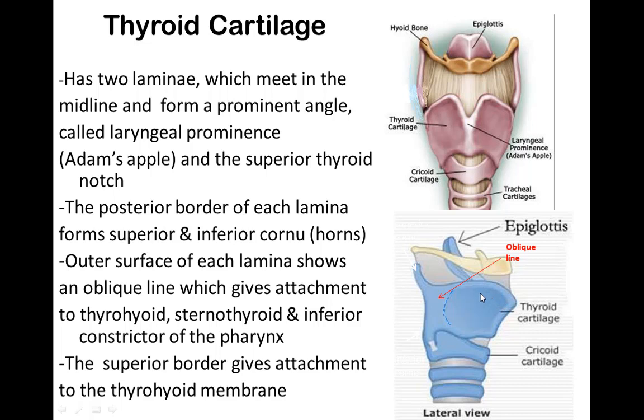And the posterior border of the lamina forms the superior and inferior cornu. This is the superior and this is the inferior cornu, and the inferior cornu articulates with the cricoid, and this provides attachment for muscles. And the superior border gives attachment for the thyrohyoid membrane, which we can see here. This is the thyrohyoid membrane from the thyroid cartilage to the hyoid bone.